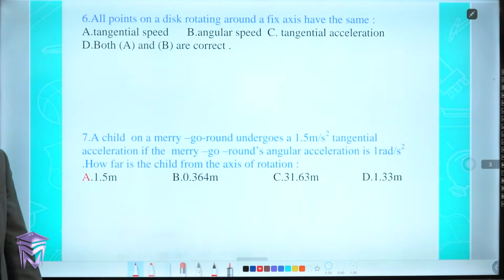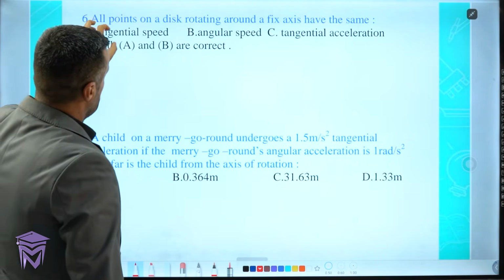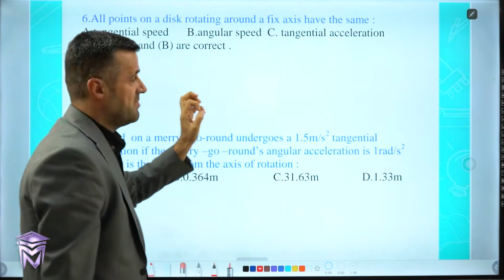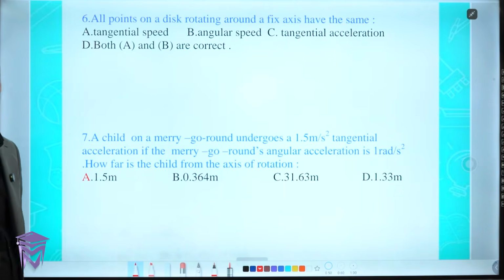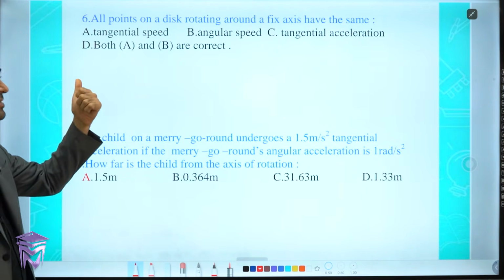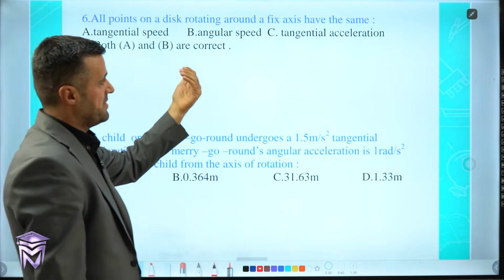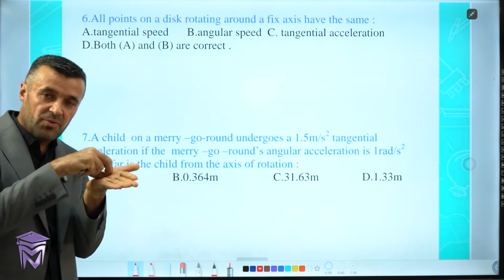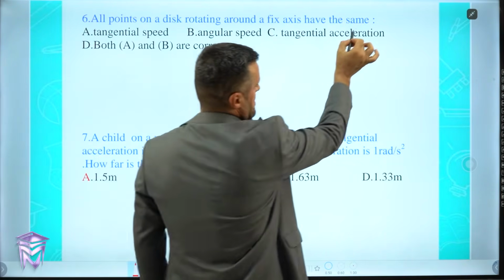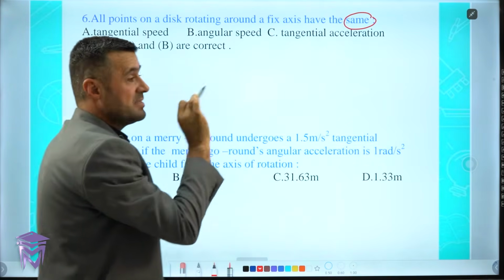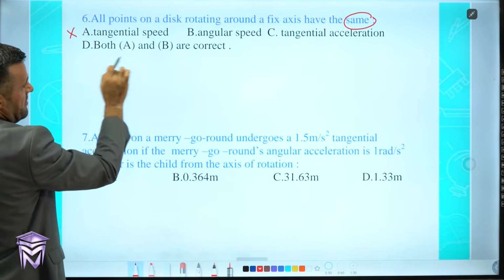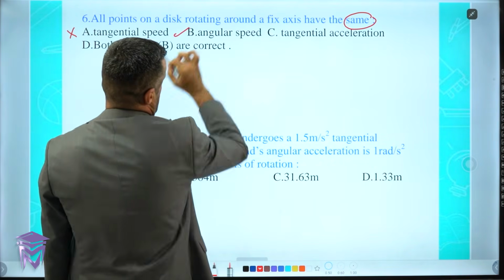After that, I will solve question 6. All points on a disk rotating around a fixed axis have the same what? Dear student, this question is not about chapter 1, it's about chapter 2. Which of the following is correct? When an object is rotated about an axis, all points have the same. This word is very important. Have the same tangential speed, it's incorrect. Angular speed is correct. Why?